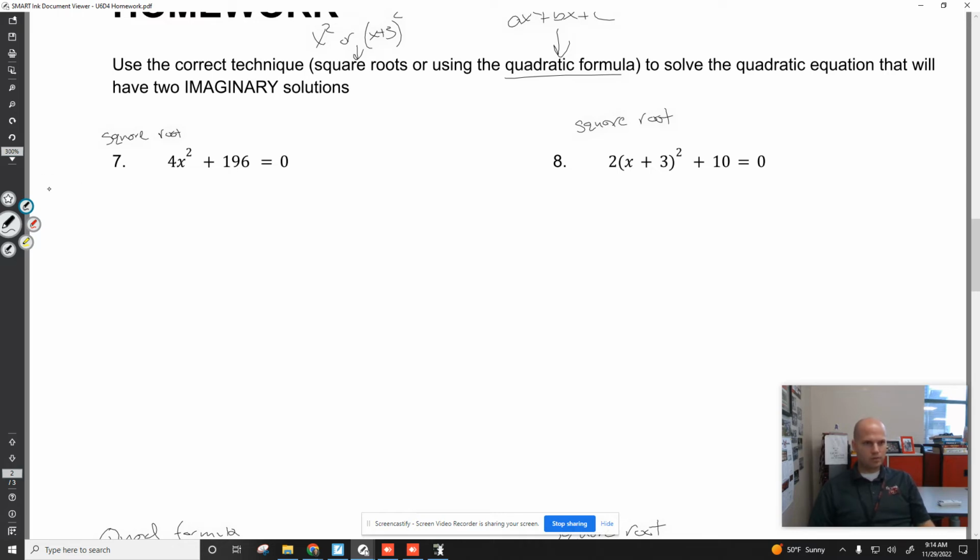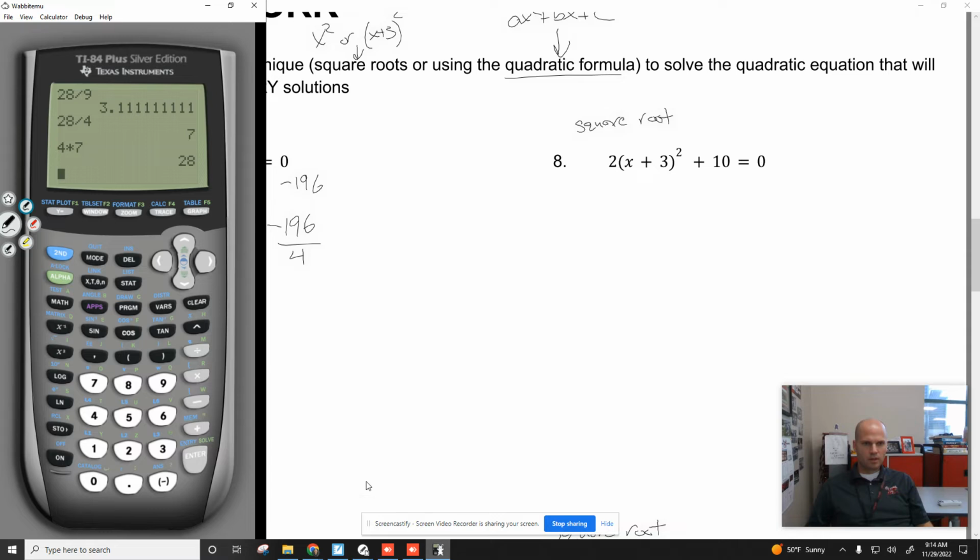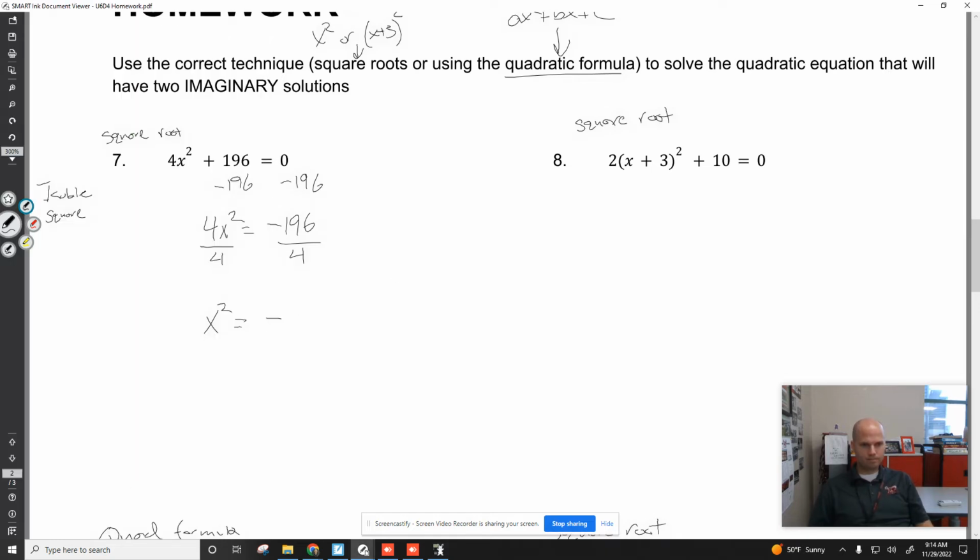Isolate the square, whether it's x squared or parentheses squared. You're going to have to do it like you would solve an equation. Subtract or add and then divide. And I get negative 196 divided by 4. Negative 49.